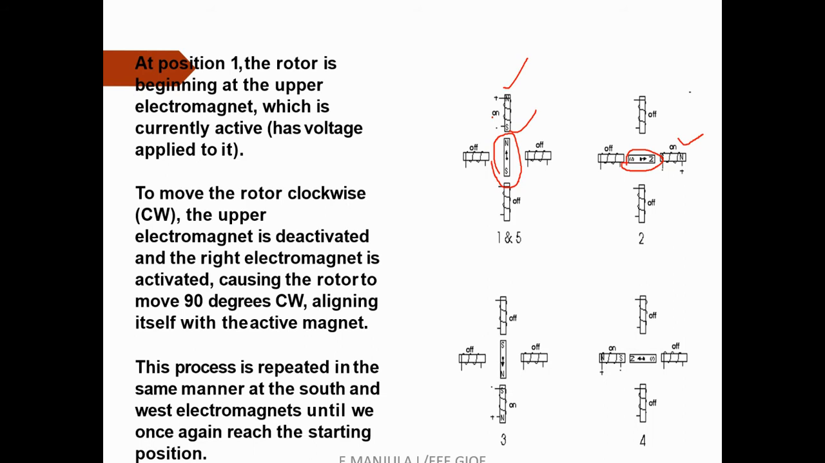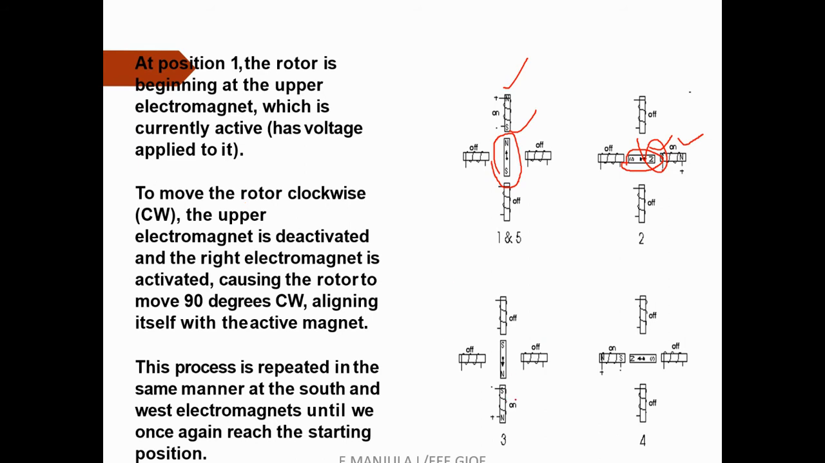When the supply is given to the north and south pole, and we turn this off, simultaneously we give the supply to the next circuit and the present circuit's supply is cut off. So there will be a change of the rotor position from here to here, as there is an attractive force here. So again a lock occurs.